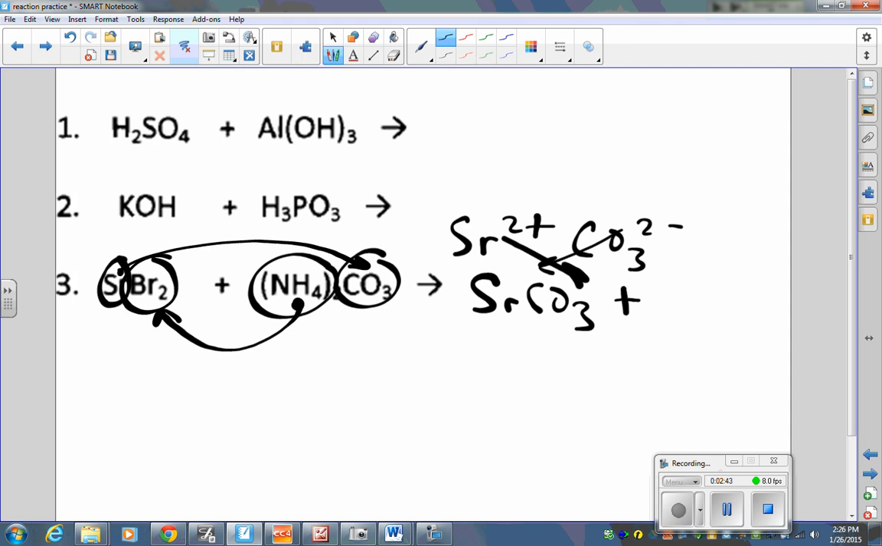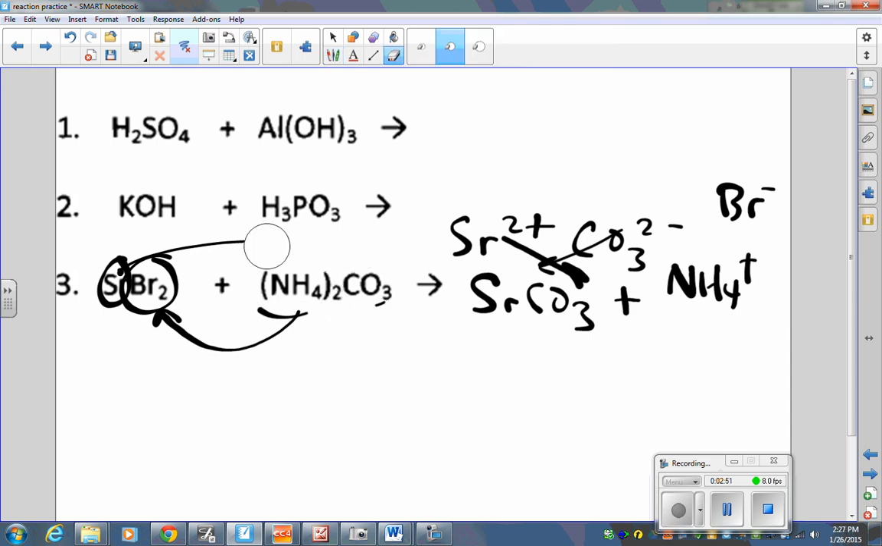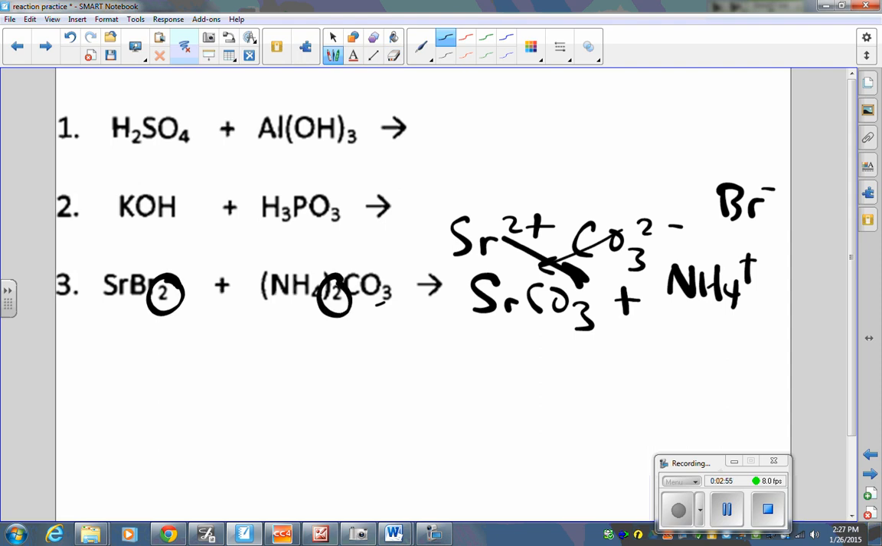Last but not least, I take NH4 and Br. When I go over here, the charge on NH4 is plus 1, Br is minus 1. Again, a common mistake students make is thinking that because there is a 2 here or a 2 here, it matters on the other side. It does not. You always start fresh and cross. Positive, negative. First, last, I get NH4Br. There you go.